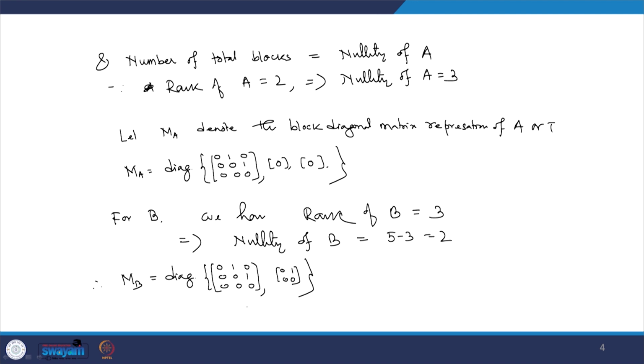Now, we have seen that when the minimal polynomial of an operator is a product of linear factors, then we can have Jordan canonical representations. But what can we say when the minimal polynomial is not a product of linear factors? How to handle that situation?